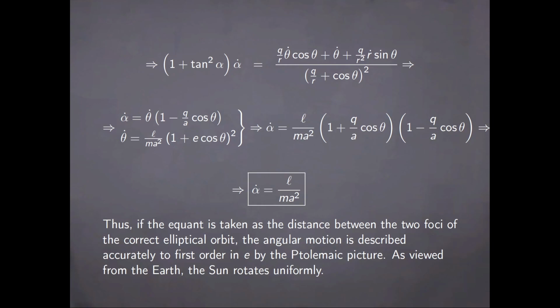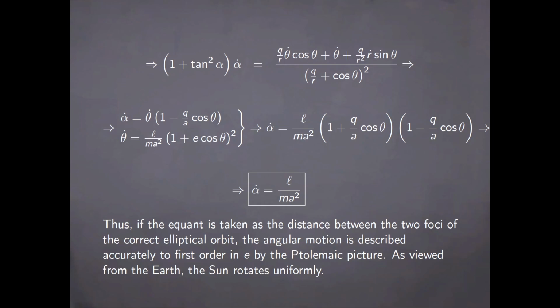So then what follows immediately by plugging this back here is that the time derivative of alpha is given by this product. And since the product here is just 1 minus q over a times cosine squared, and since this involves an e squared, we can neglect it. So we end up with the time derivative of alpha being a constant. It's just the angular momentum divided by the mass and the square of the semi-major axis.